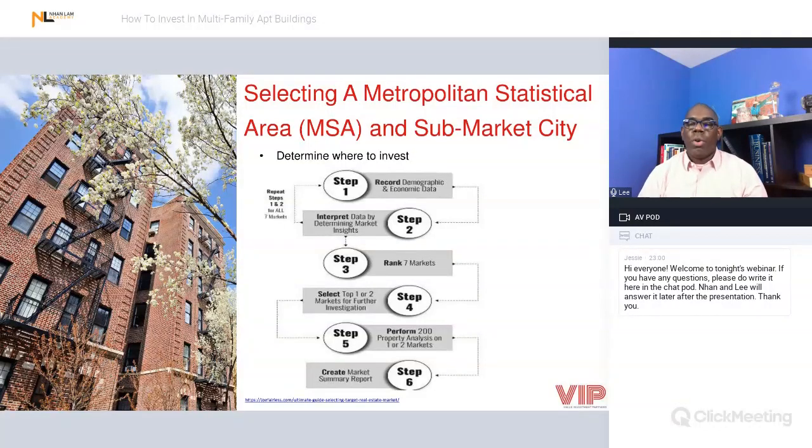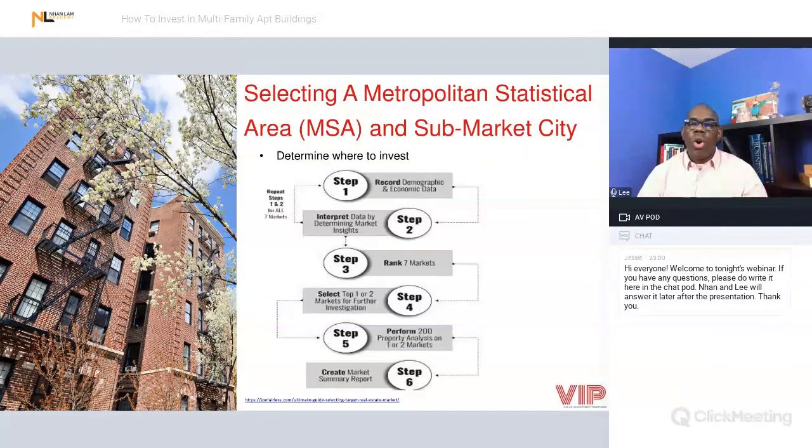So we're living in Northern Virginia, right? Washington, D.C. is an MSA, right? Richmond is another MSA. And then there's the Norfolk area, which is another MSA, right? So that MSA is going to be where you are able to look at the macro data for what's going on in that particular region, right?